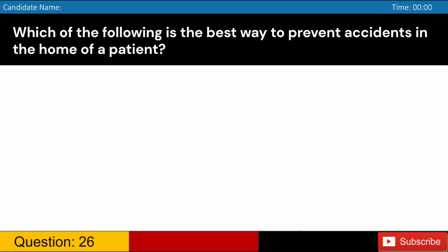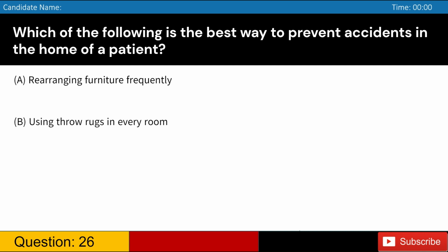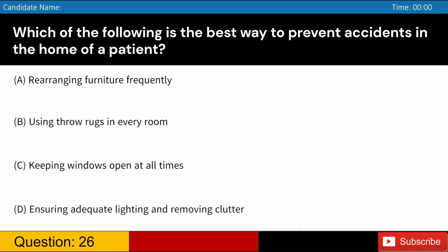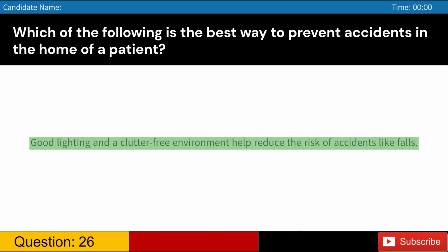Which of the following is the best way to prevent accidents in the home of a patient? A. Rearranging furniture frequently. B. Using throw rugs in every room. C. Keeping windows open at all times. D. Ensuring adequate lighting and removing clutter. Answer D. Good lighting and a clutter-free environment help reduce the risk of accidents like falls.